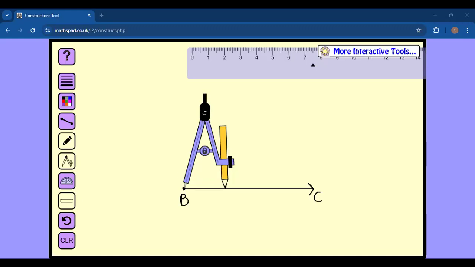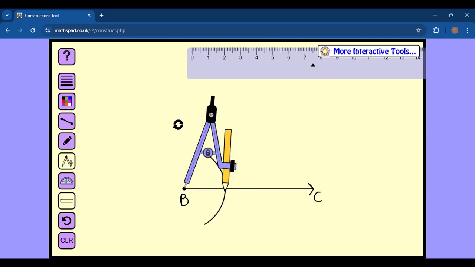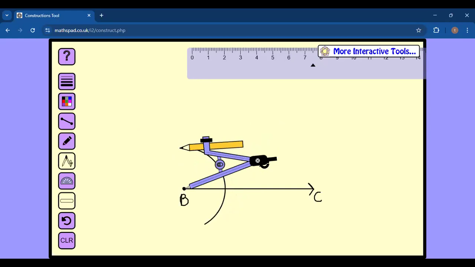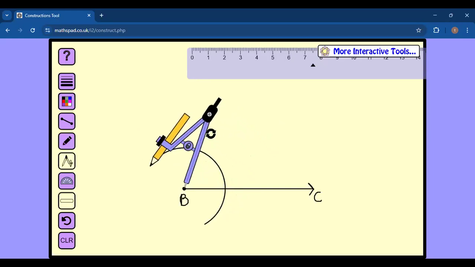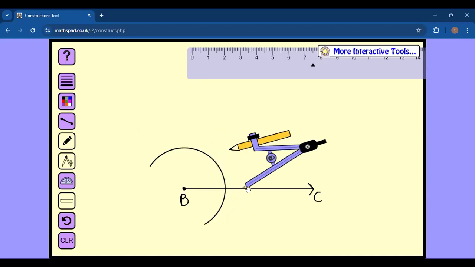Okay, so we're gonna draw an arc. It's gonna be like this. Okay, an arc, like that. How many persons have their arc drawn like mine? Let me know, please, if you have your arc drawn like mine. Everyone have their arc drawn like mine? Let me know, please.